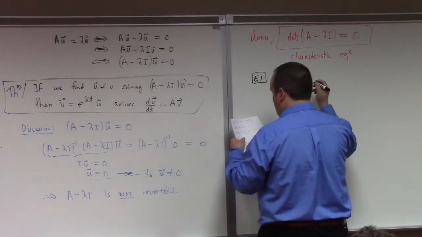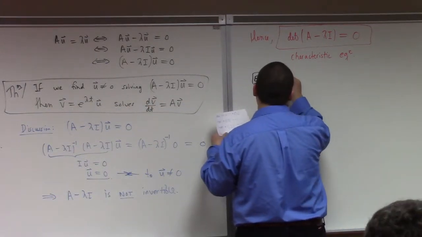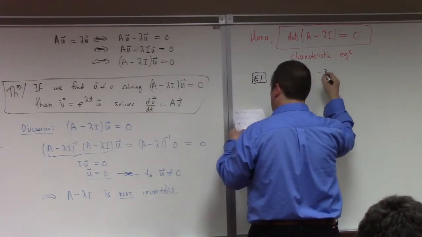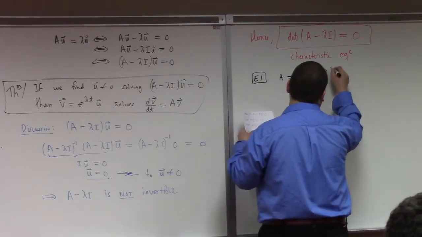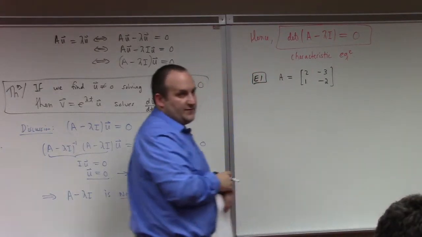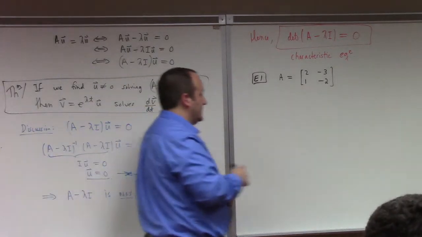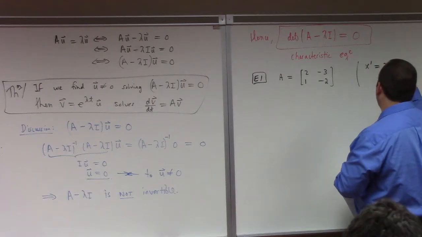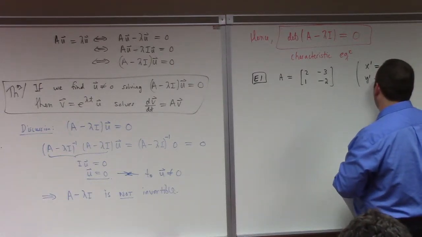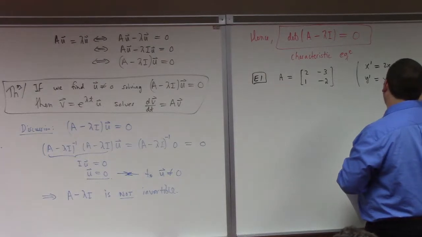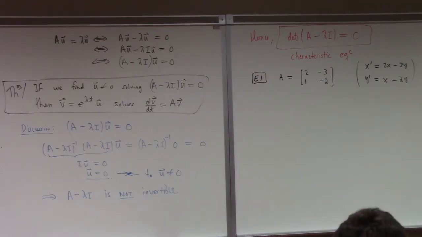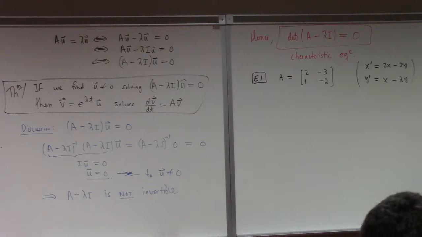So we could have A equals 2, minus 3, 1, minus 2, right? What system of differential equations would pick that up as its coefficient matrix? In other words, we're solving x prime equals 2x minus 3y, and y prime equals x minus 2y. We're thinking about how to solve that system of differential equations. So what's the characteristic equation for this A?